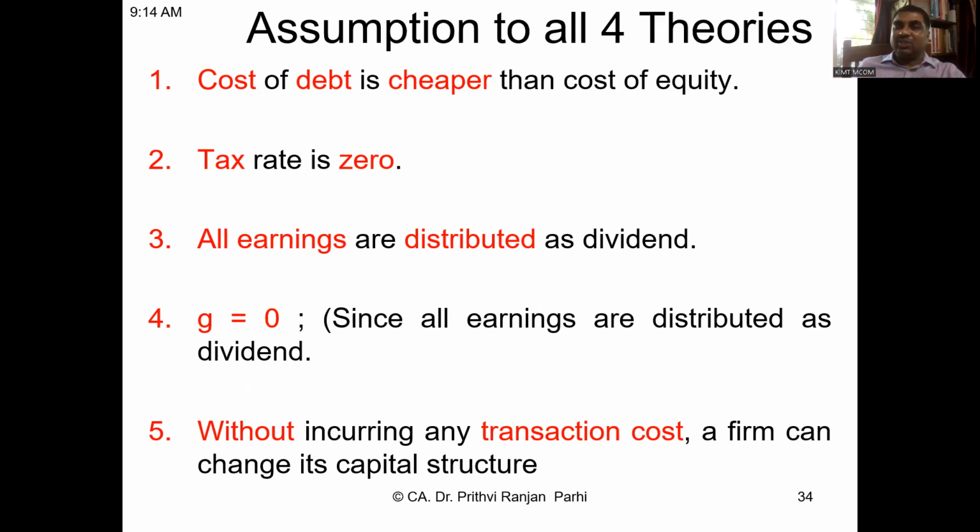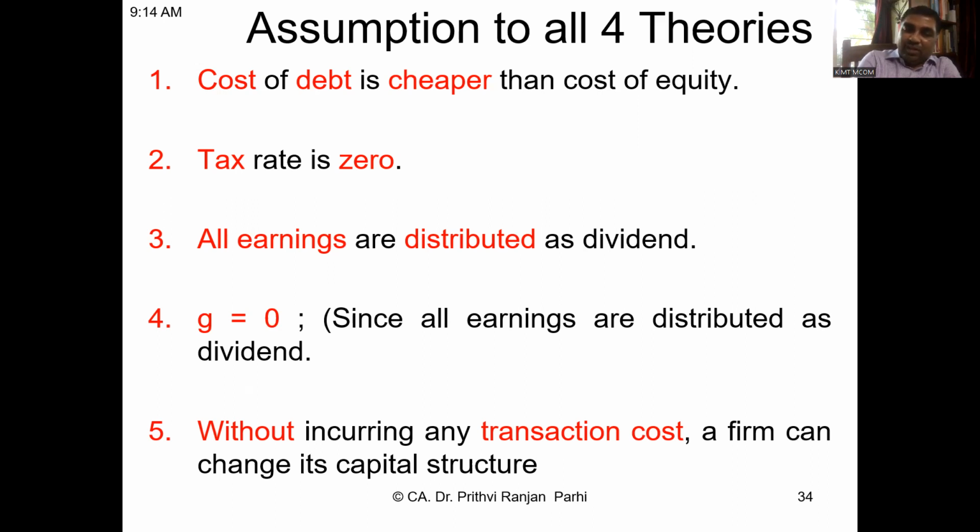And when retention is zero, why is retention zero? In the previous point, we have assumed that everything is distributed. That means there is no retention. So when retention is zero, that zero, if you multiply with return on equity, will become zero. So therefore, growth will become zero. So when all dividend is distributed, growth is zero.